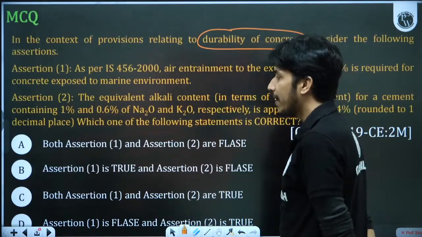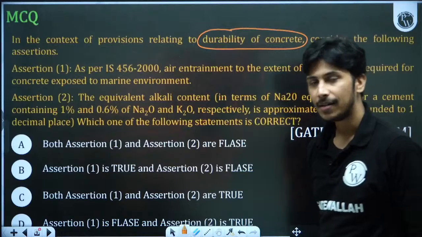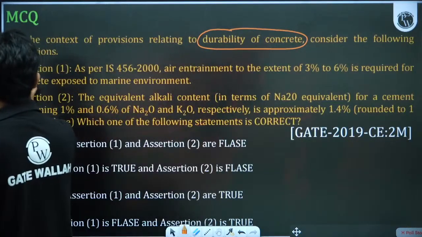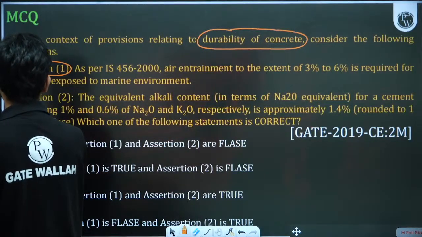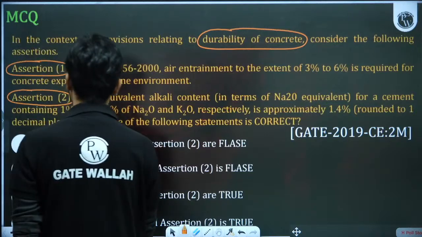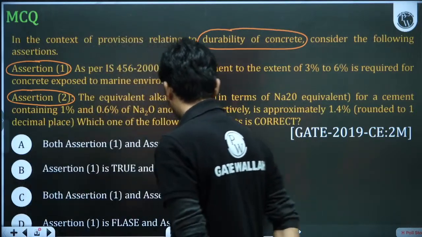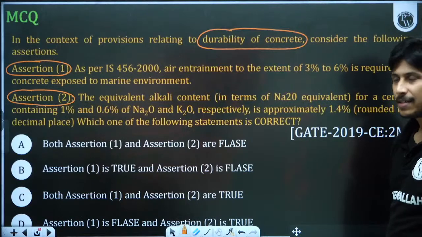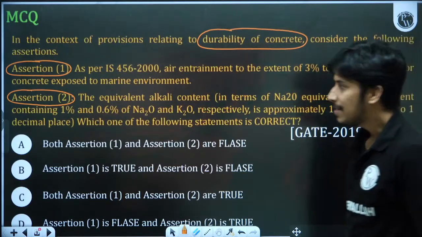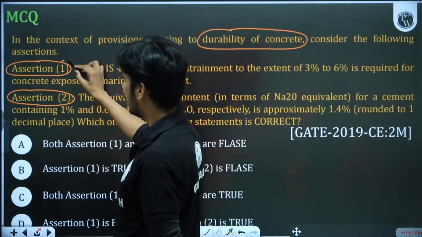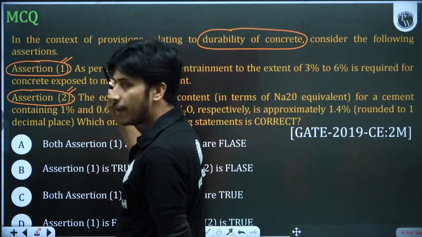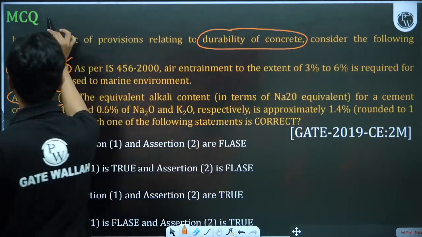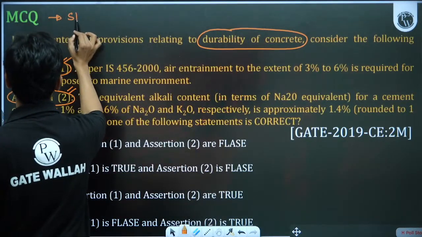But why have I taken this question? To tell you that assertion-reason type questions are also asked in GATE. But is this a correct assertion-reason type question? No. This is a statement type question. This is statement 1, this is statement 2. So we will not call this question assertion-reason type. No, this is a statement type question.